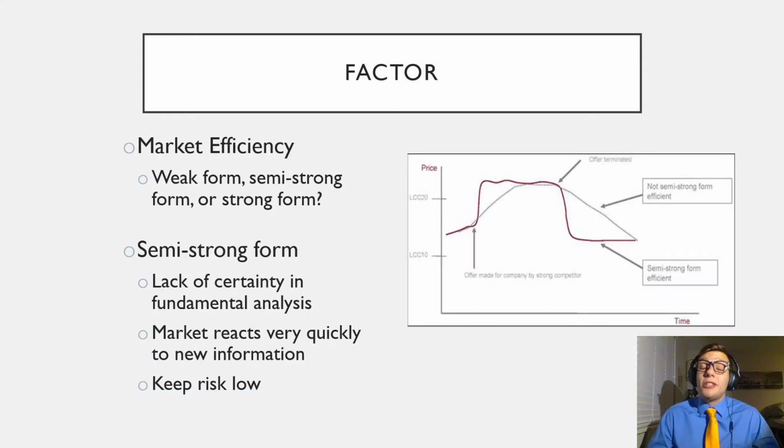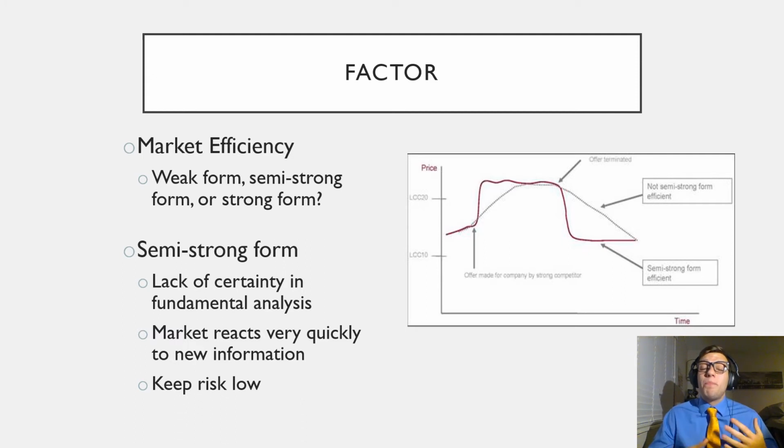One final factor I'll look at in my investment decisions is market efficiency. As we studied this past semester, there are three types of market efficiency: weak form, semi-strong form, and strong form. Personally, I believe in the semi-strong form of market efficiency.